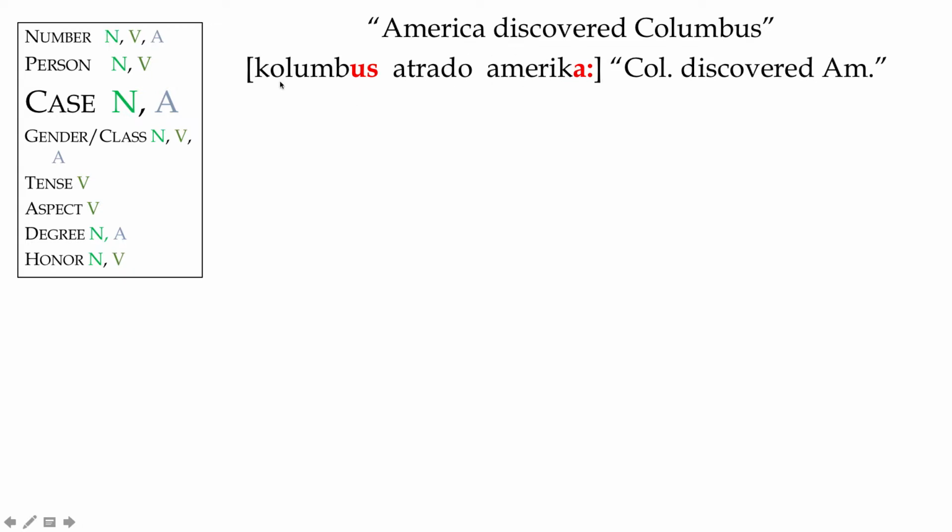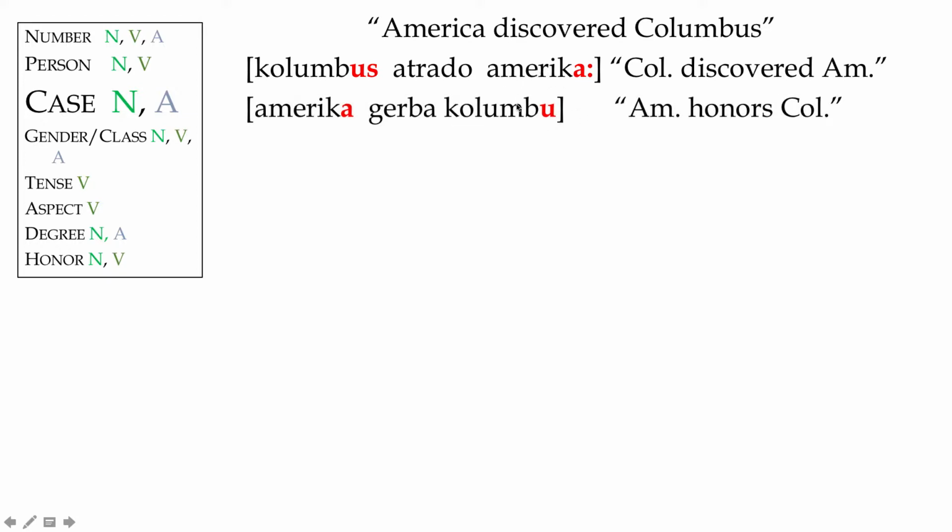This is what this sentence would be in Lithuanian: Columbus atrado America. And this would mean Columbus discovered America, the way that you would think it would be. The us indicates that Columbus is the doer. This ending means this is the person who does something. This long a at the end says America. This indicates that America is the thing being done to, the thing being discovered.